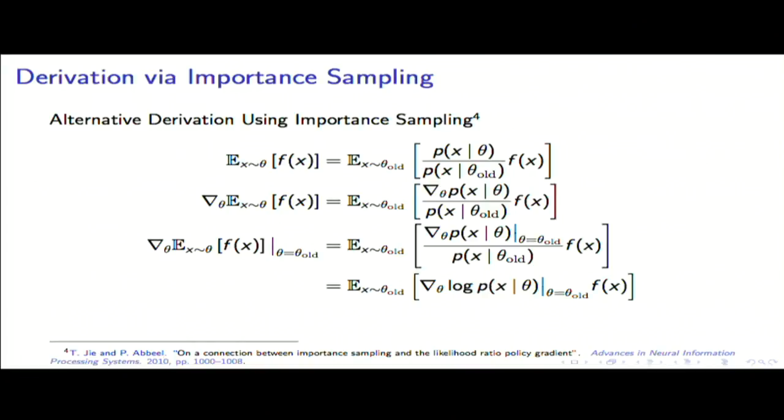So we can just swap the derivative and the expectation because of the linearity of expectation. So that's what we do here. Then we want to evaluate that expression at theta equals theta old. So that's the point where we're trying to evaluate the gradient. And then we just note that this can also be written as the grad log probability. So you can either write it as grad probability or grad log probability.